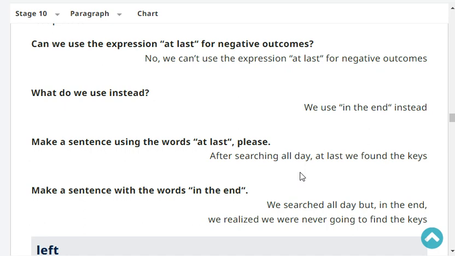Make a sentence with the words in the end, please. We searched all day, but in the end, we realized we were never going to find the keys.